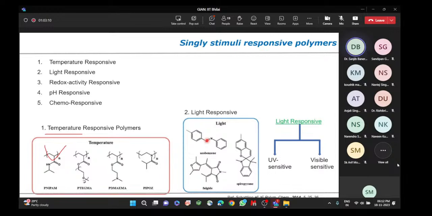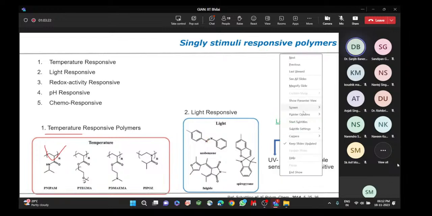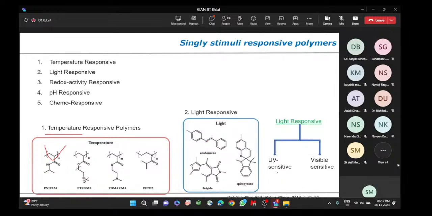Now, if you want to have a light responsive moiety, there are two options. One is a molecule can be UV light sensitive. Second one is visible light sensitive. So here comes the next question. Let's consider UV light sensitive molecule as option A and visible light sensitive molecule as option B. So my question is, which one is preferred for end application? Option A or option B?